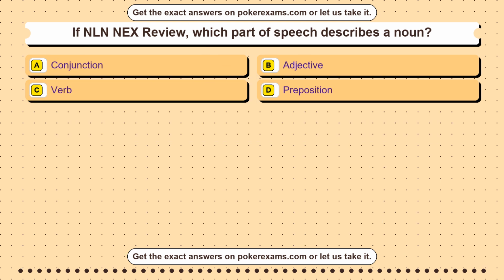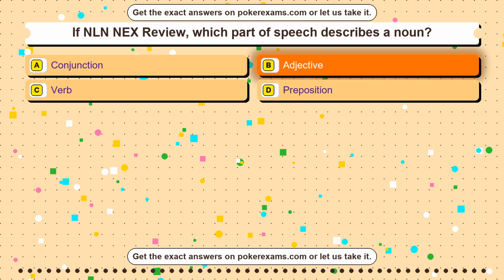Question 20. If taking the GED reading practice test, which word best replaces very big? Option A: brief. Option B: enormous. Option C: tiny. Option D: weak. The correct answer is option B.